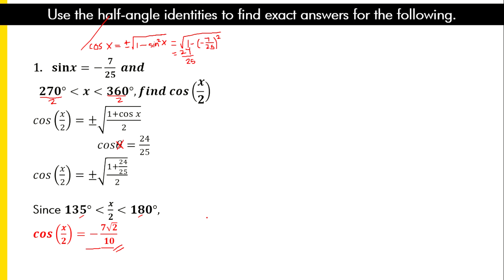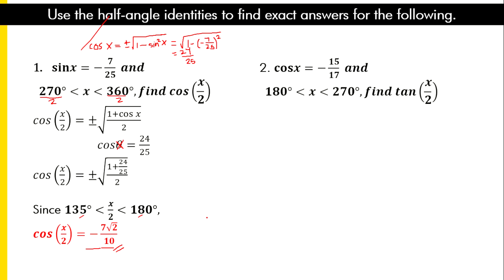Okay, so again, it's important for you to recall the signs of the trig ratios sine, cosine, tangent, cosecant, secant, and cotangent in different quadrants, for you to identify what the sign is. Okay, so let's have another example. Cosine x is equal to negative 15 over 17. And we have the angle between 180 and 270, which is in quadrant number 3.